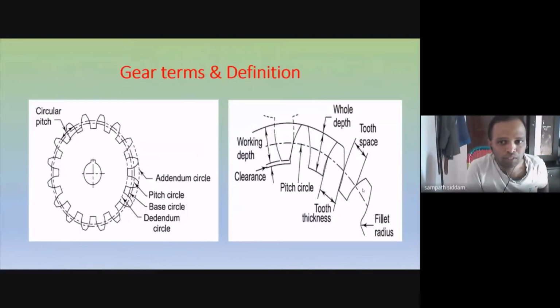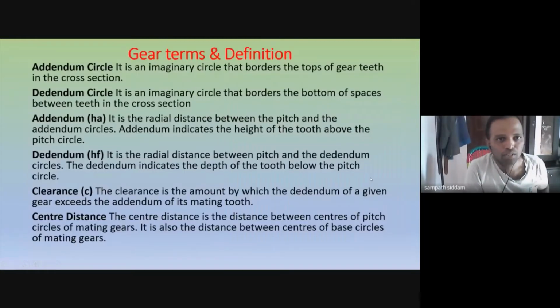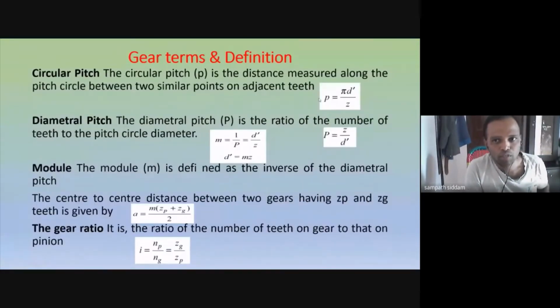If you look at this, we have a number of teeth over here. The distance from one tooth to the next is what we call the circular pitch, which is denoted by P. The formula for this is P = πD/Z, where D is the diameter and Z is the number of teeth. By this you get the calculation of the circular pitch.